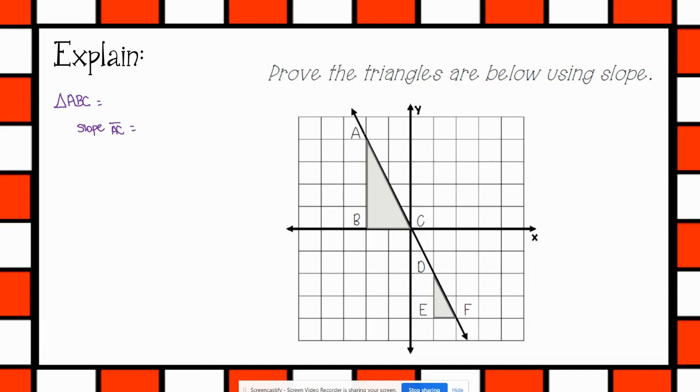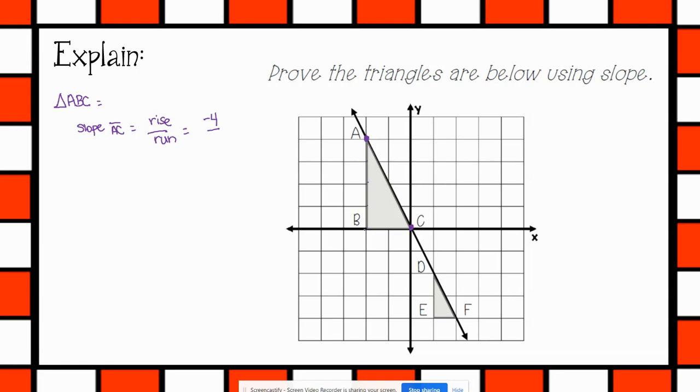Well, I'm going to ask myself, how would I get from A to C? If I started at A, remember slope is vertical change over horizontal change, or rise over run. Well, from A to C, I would have to go down, and if I counted, I would go down 1, 2, 3, 4 units. Because that is a change going down, that's going to be a -4 for my rise.